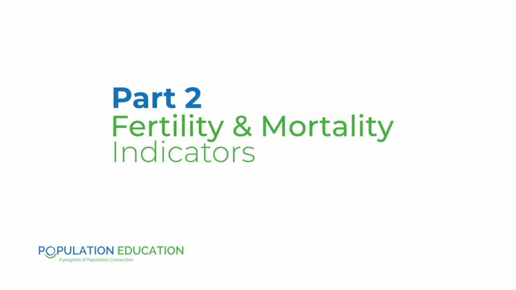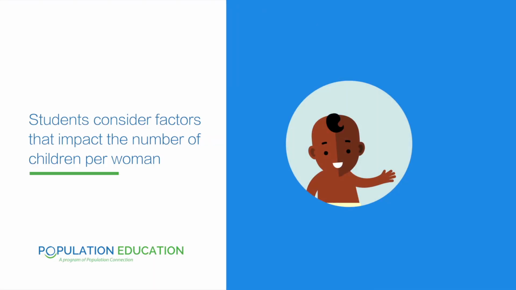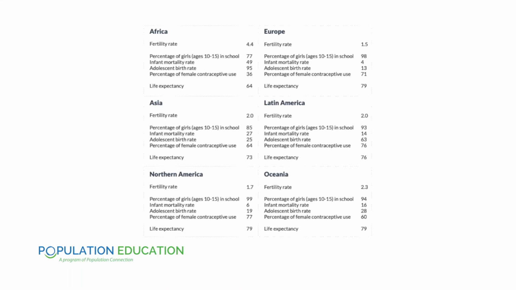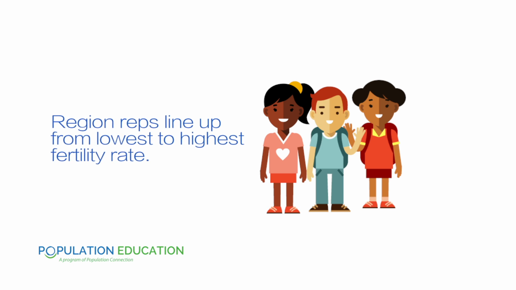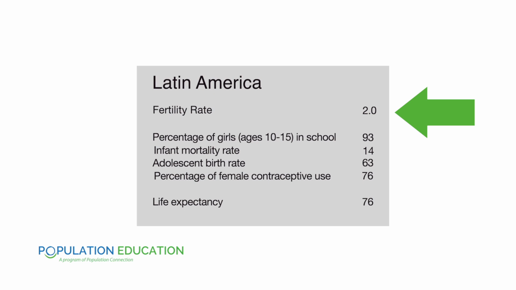In part two, students are considering different factors that contribute to the number of children a woman will have in her lifetime. Before class, print out the 6 region cards that are included in the lesson and choose a student from each region group to be the region's representative. The region representatives will line up in the front of the class in order from lowest fertility rate to highest fertility rate, a statistic provided on their region card.